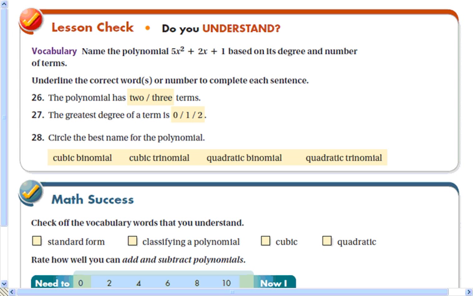And just a quick lesson check here. Name the polynomial based on degree and number of terms. It's simplified, so we can say the polynomial has 3 terms. And the greatest degree of any term is 2. So the best name for this, something with 3 terms is a trinomial. Something with the greatest degree, that's 2, is quadratic. So we need quadratic trinomial.